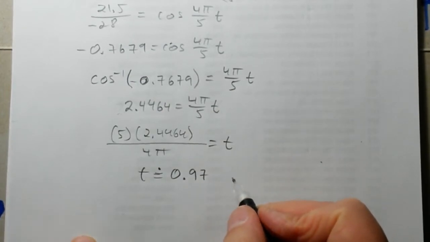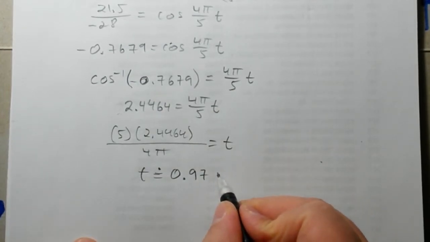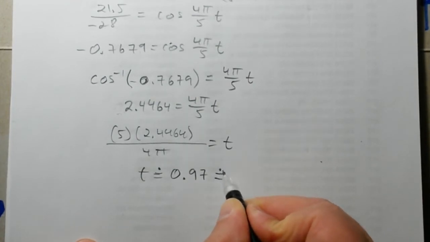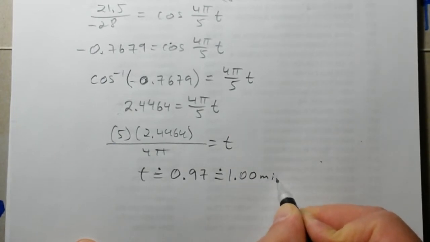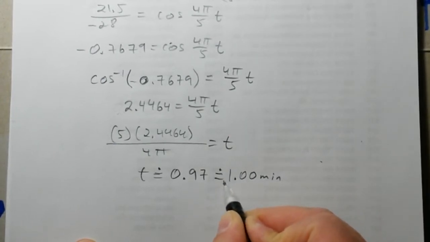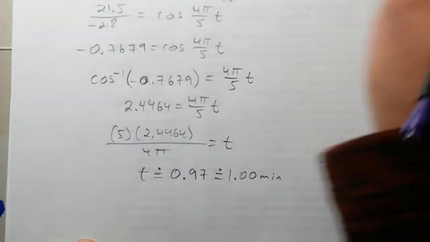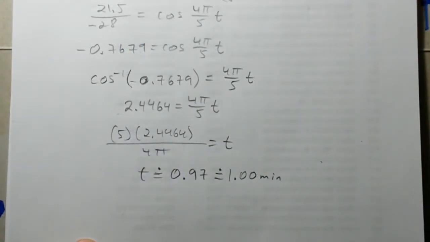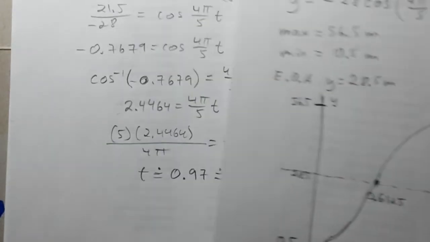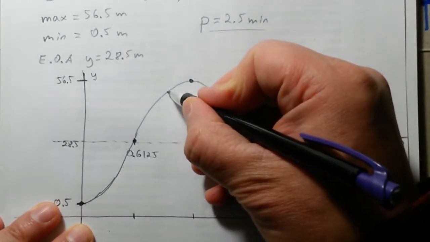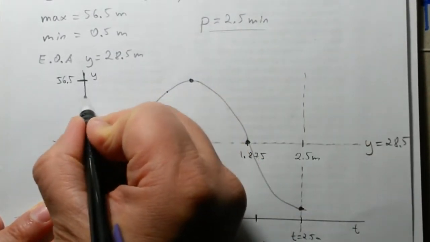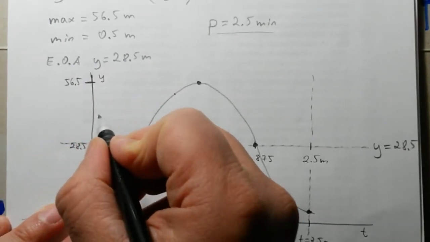So 0.97, so t is equal to 0.97 minutes. But let's round it off to 1 minute, just to make calculations easier. Now, the question said, when does the rider reach 50 meters? So if it's 1 minute, let's go back to our graph. If it's 1 minute, we could say it's somewhere over here, right?